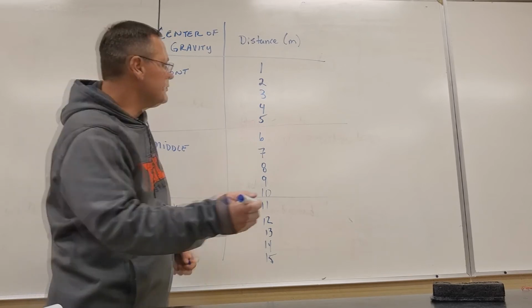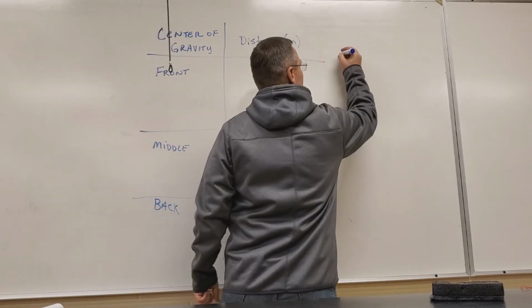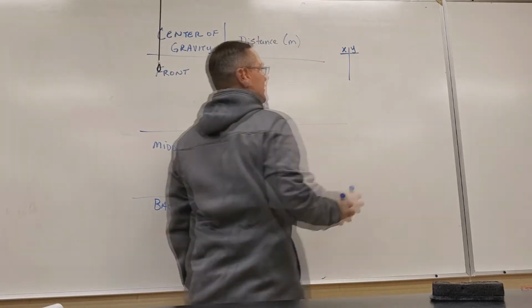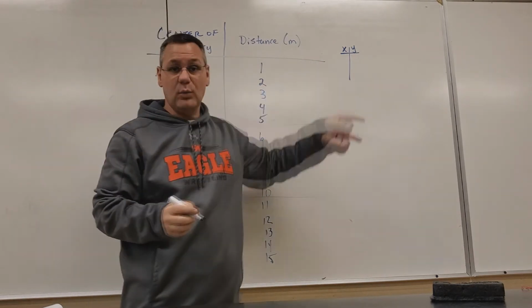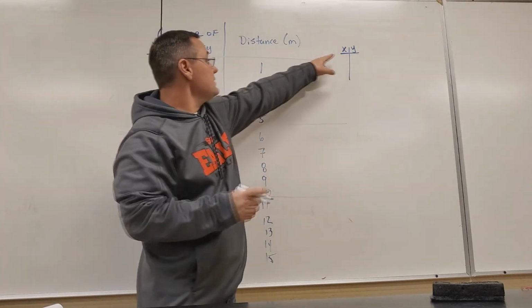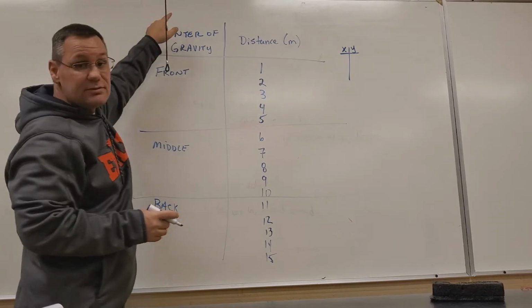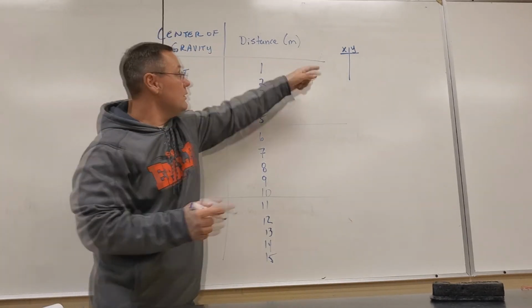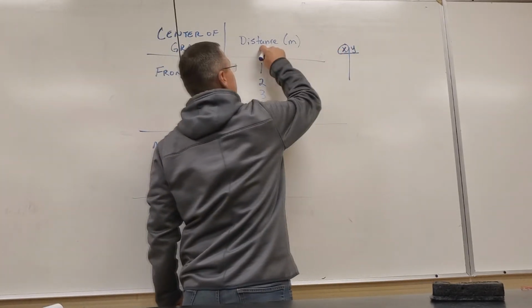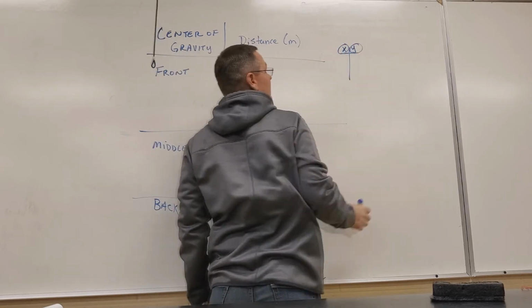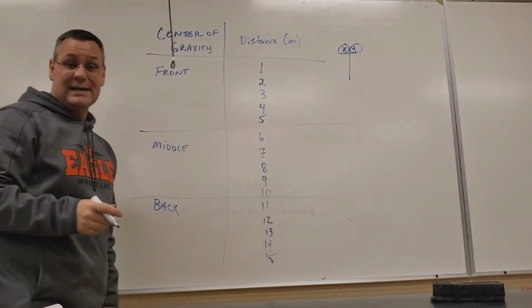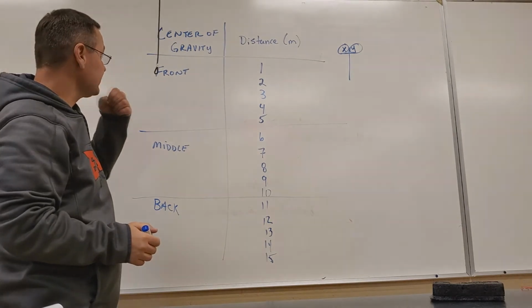It turns out, for those of you that are in algebra, you know when you're graphing in algebra, you've always got an X and a Y. This tells us that the center of gravity that's on the left-hand side always goes on the x-axis, and the numbers on the right-hand side always go on the y-axis. That's the one that's going up and down.